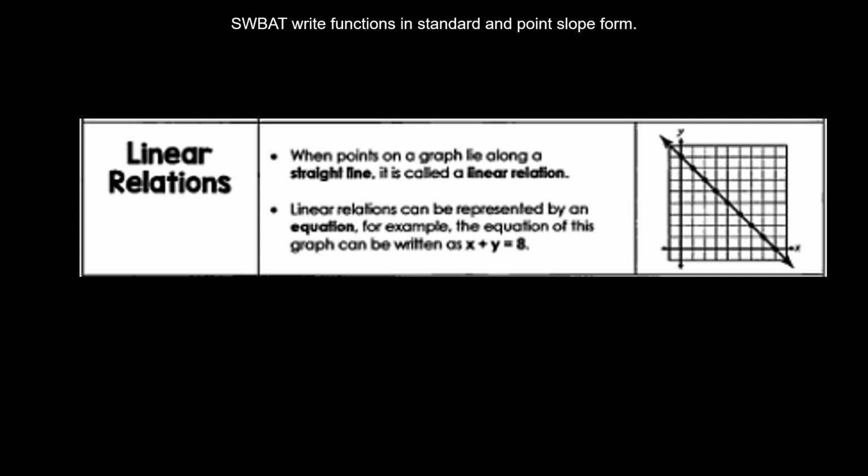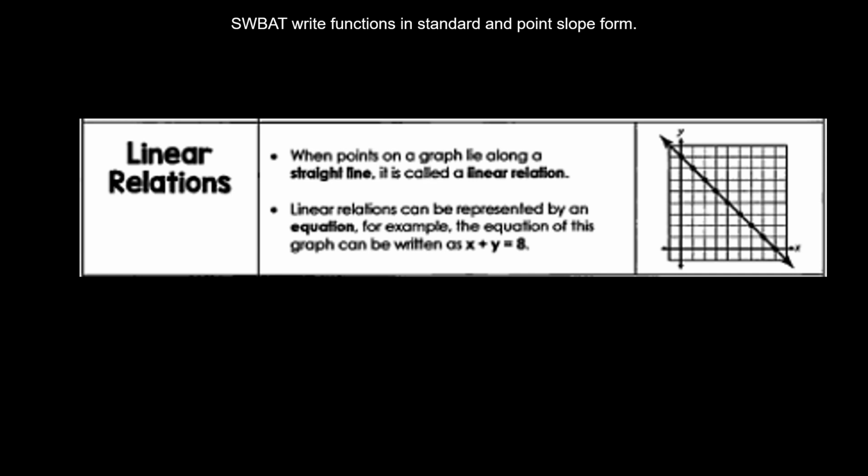So first I want to discuss linear relations. A linear relation occurs when points on a graph line up along a straight line. Again, it's when these points form a straight line. Linear relations can be represented by an equation. For example, the equation of this graph can be written as x plus y equals 8.